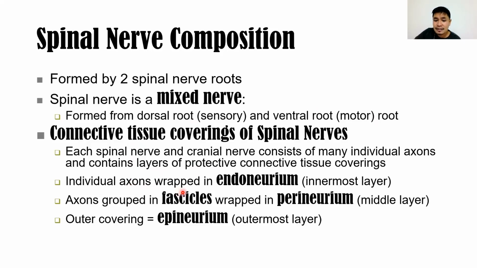Okay, so the individual axon is wrapped in what we call endoneurium. Endoneurium, innermost layer. So a group of axons, we call your fascicles, is wrapped in perineurium, which is the middle layer, and the outermost layer, epineurium, is the outermost covering. Okay, just like in your muscles. You have your endoneurium. Marami na mga axons, we call your fascicles. Your fascicles will be covered by your perineurium. And then sa lahat-lahat, epineurium.